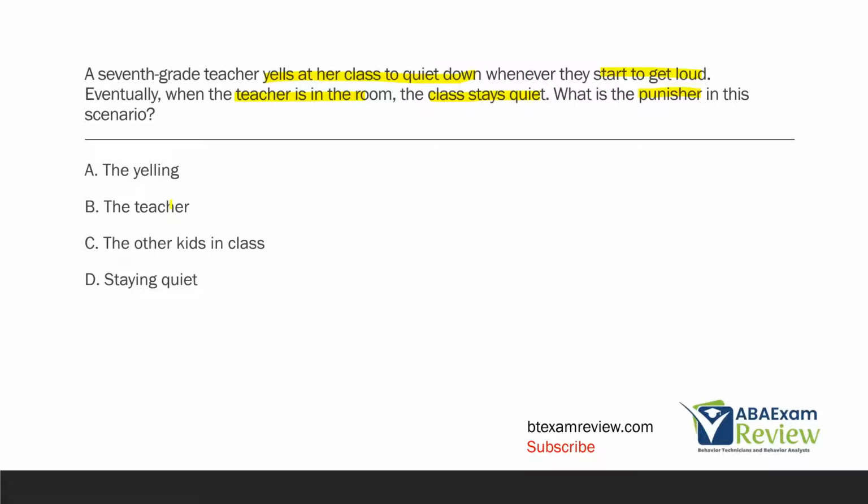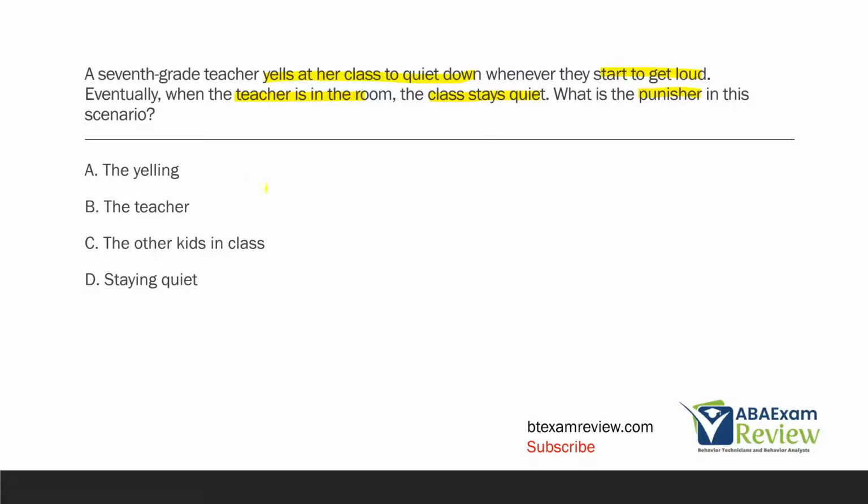Because now the teacher has stimulus control over the class's behavior. The teacher is now an SD for punishment because the class knows when the teacher is present, if they get loud, she will start to yell. So the yelling is the punisher that changed the behavior. The other kids in class have no bearing on the class staying quiet. That has nothing to do with the class's behavior changing. And staying quiet is the new response, if we can even call it a response.